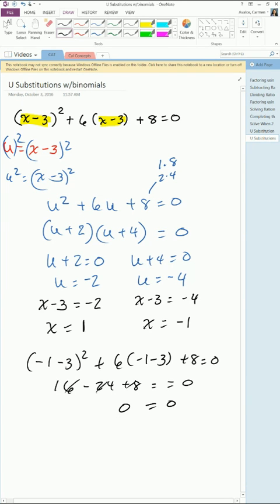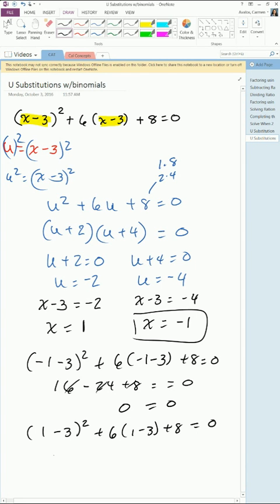Then you could check the other one. Let's just do it really quick: 1 minus 3, squared, plus 6 times (1 minus 3), plus 8 is equal to 0. So we end up with negative 2, so you get 4 plus, in this case not a plus, it's going to be a minus, because you get negative 2, and negative 12 plus 8 is going to be 0, and therefore that's going to cancel. 0 is equal to 0, so that is another solution. Okay, good.